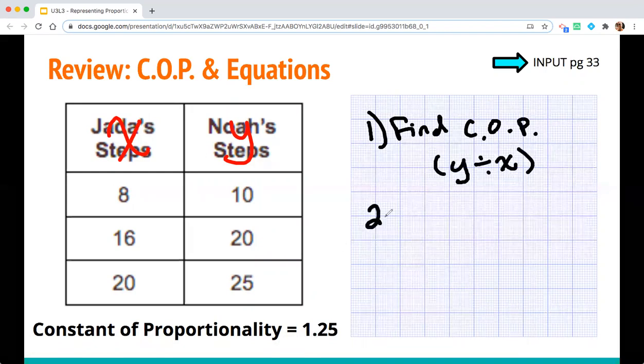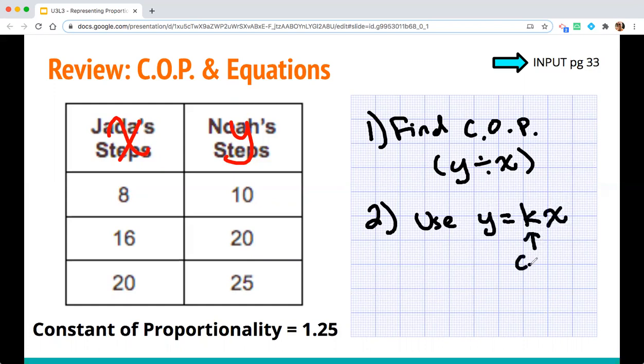And then we're going to remember that our equation for a proportional relationship is y equals kx. K is the constant of proportionality. So all we need to do is replace k, that letter, with the actual number that represents the constant of proportionality. So we'll write y equals the number for constant of proportionality times x. The constant of proportionality for this problem is 1.25. So the equation is y equals 1.25x.